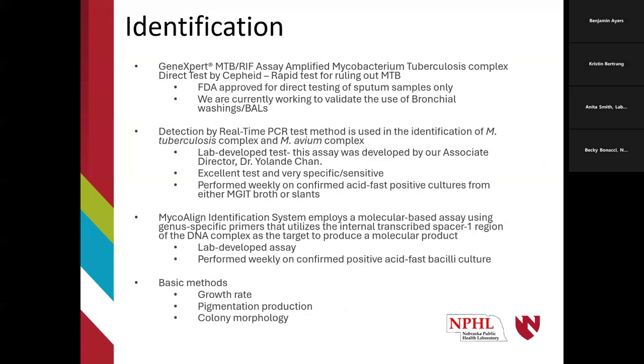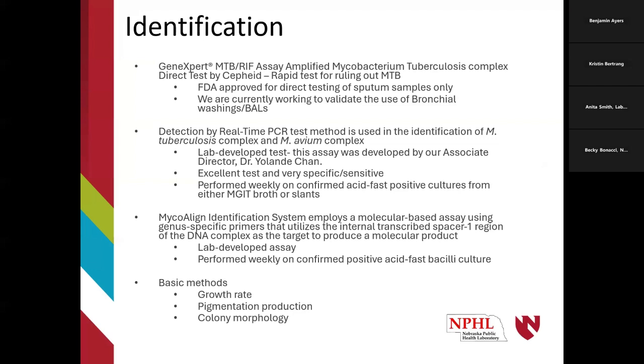So some types of identification that we have. Initially from specimen, the GeneXpert TB rifampin assay, or an amplified TB probe by Cepheid, is FDA approved only for sputum samples. I know that ARUP and some others have validated for other specimen sources. We are currently working on validating the use for bronchial washings and BAL. So that will be kind of a lengthy process.